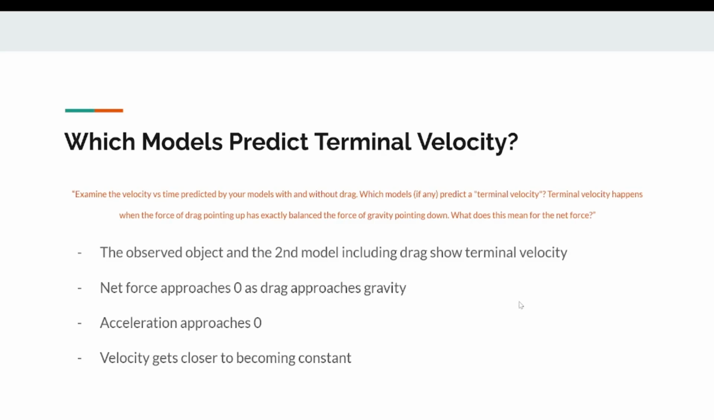Which models predict terminal velocity? Well, the observed object and the second model, including drag, both show terminal velocity as net force approaches 0 as drag approaches gravity, and as a result, the acceleration approaches 0. The velocity is also getting closer to becoming constant as the object progresses in its motion.